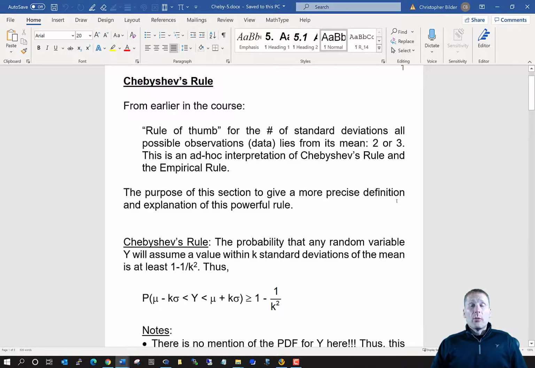Earlier in the course, we have talked about this rule of thumb for the number of standard deviations that all data lies from its mean, 2 or 3 standard deviations. And at that time, I said that this is an ad hoc interpretation of Chebyshev's rule. Now, here's the moment that all of you have been waiting for. Let's talk about exactly what Chebyshev's rule is.